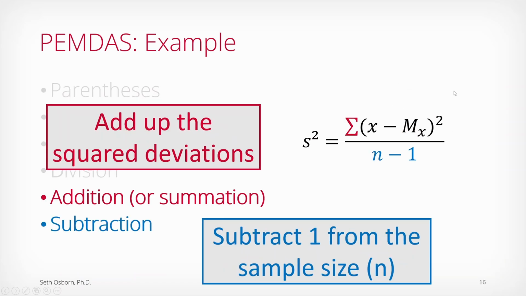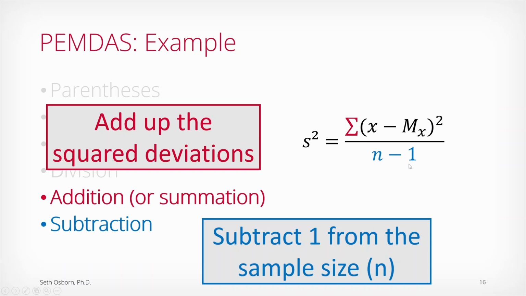Okay, so what is actually next? Well, in the numerator, we've subtracted inside the parentheses, and we've also done our exponents. So there's no multiplication or division up top, which means we're now to addition or summation. Remember, this capital sigma that looks like a big Greek E, that means add it all up. So we add up all of those squared deviations.